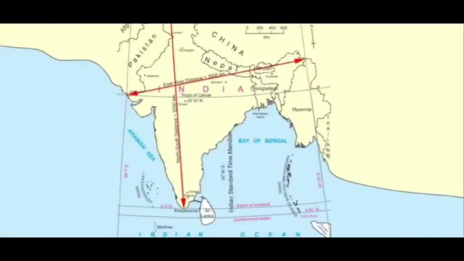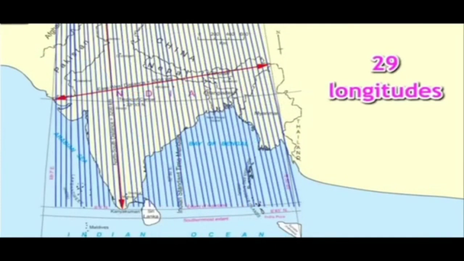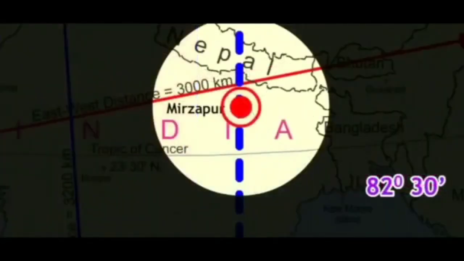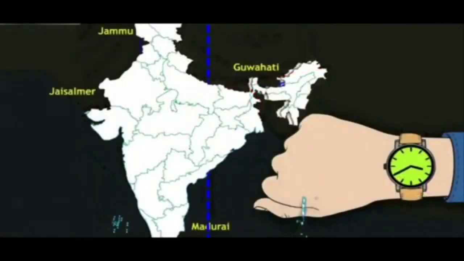Now by observing this figure, we have to answer the questions which are given in our textbook, and in this the first one is, considering longitudinal extent of India, how many longitudes with a difference of 1 degree can be drawn on the map? And the answer for this question is 29 longitudes. Next one, by how many minutes do two consecutive longitudes differ? That is of 4 minutes. Then the next one, what is the value of degree of longitude at Mirzapur? Just now we saw that, that is 82 degree 30 minutes.